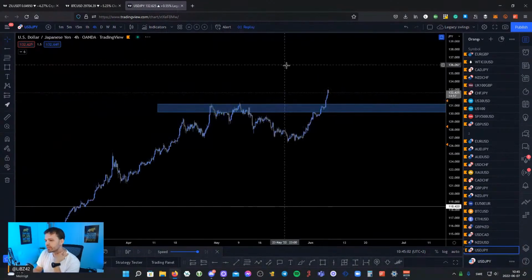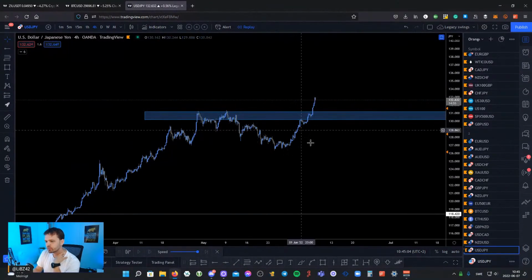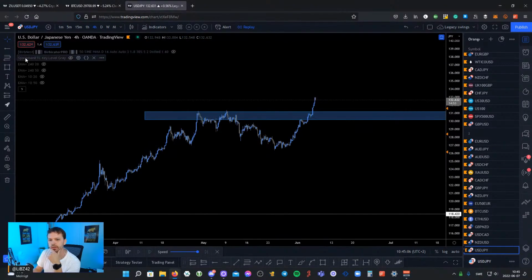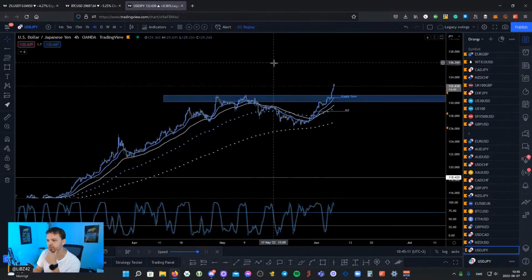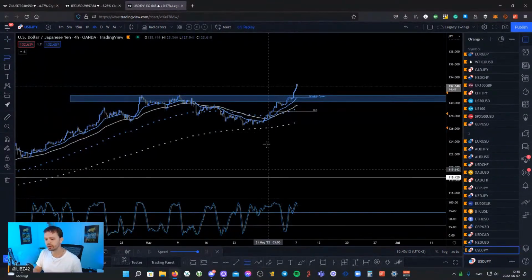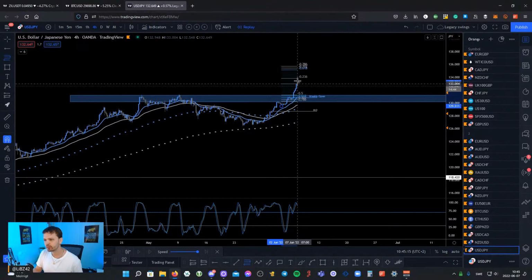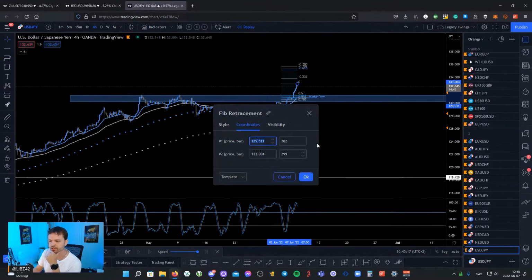Anyway, so develop a system, right? So you have this idea, you see this one right here, and you add whatever indicators you think make sense to this chart, and try to create a system around the examples that you find.